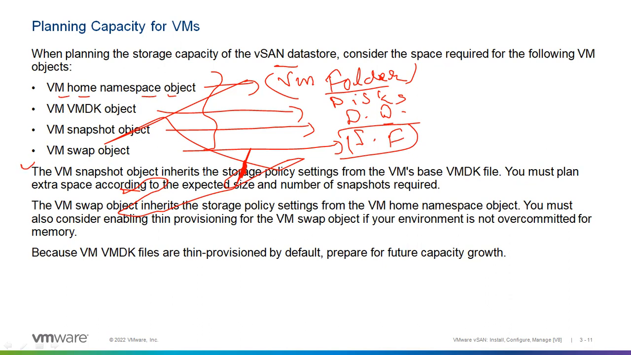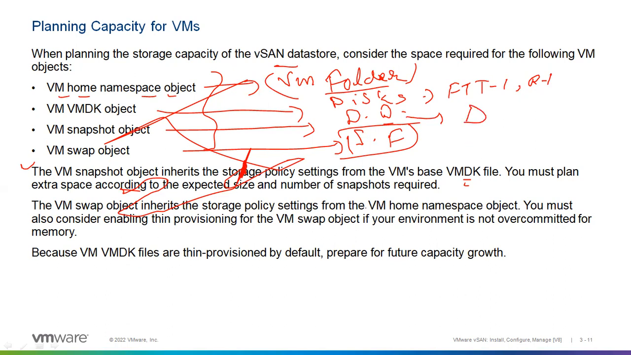So the snapshot objects primarily inherit the storage policy setting from the base VMDK file. When I say base VMDK file, for example, if I have applied some policy here like failure to tolerate RAID 1, it means that the same policy will be applied to this delta disk.